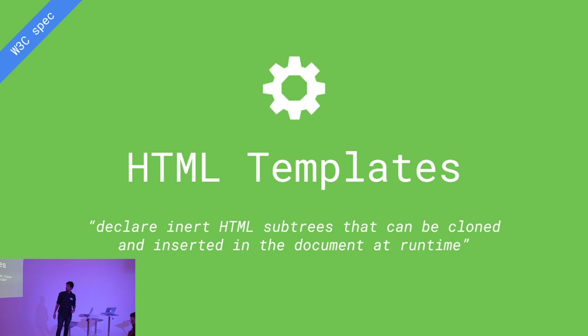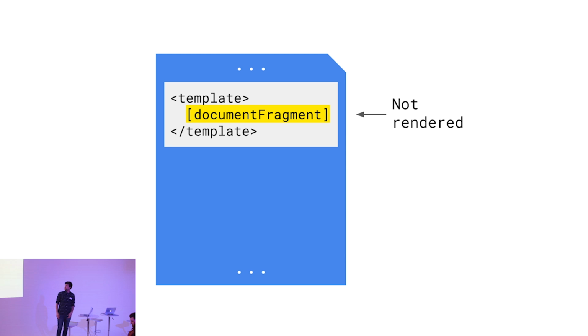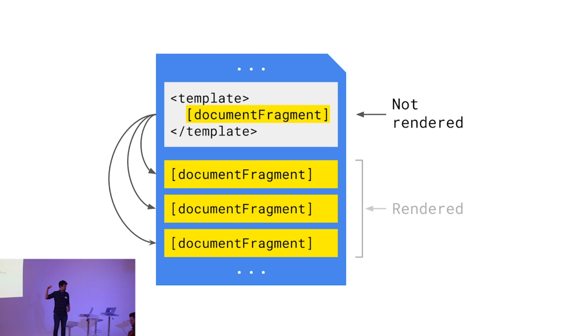HTML templates are basically inert HTML subtrees, which means that they are not going to be rendered by the browser. Suppose this is our page, we have a template. Templates include document fragments. They are not rendered, but they are accessible through JavaScript. They can be cloned and stamped into the page. We can actually mutate them.